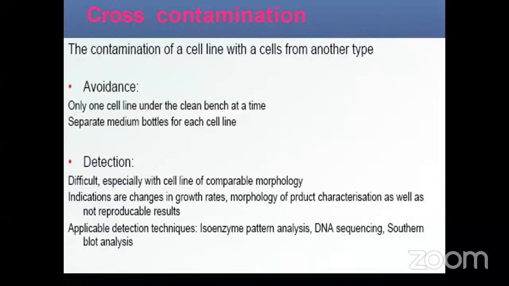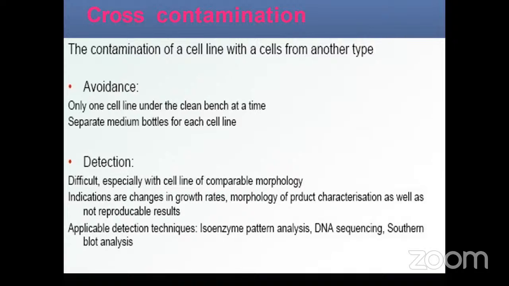Then cross contamination. To prevent cross contamination, always only one cell line should be handled at a time. You have to maintain separate media bottles or separate flasks for each and every cell line, and you have to clean the bench every time. And how to detect it: you can see morphology.